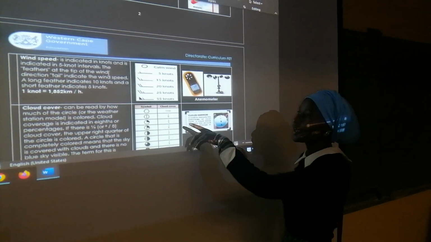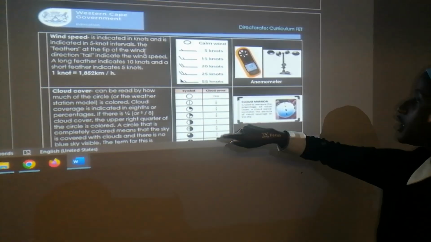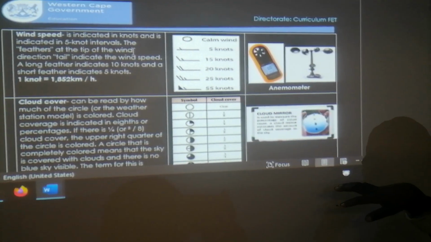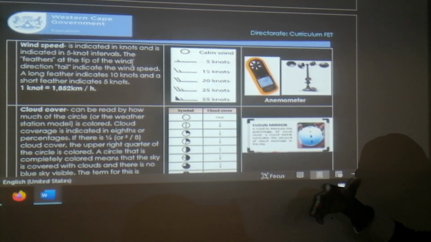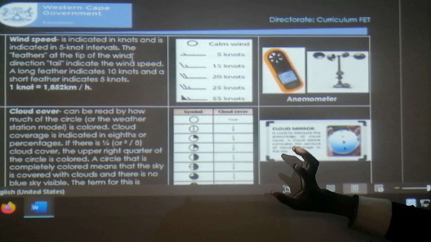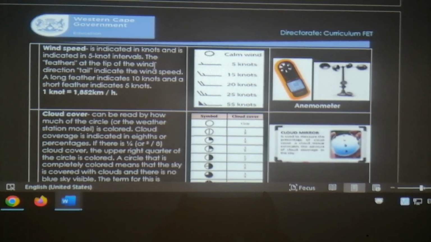When we come here on the cloud cover, then you have to know if there's nothing, it's not shaded, it's clear. If it's not shaded and there's a line in between, it's half, then quarter, full, overcast, depending on how it's shaded, or if it's shaded or it's not shaded.